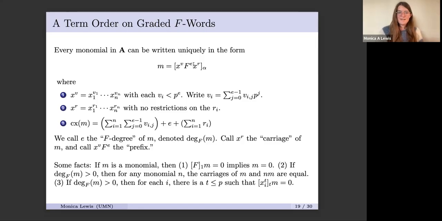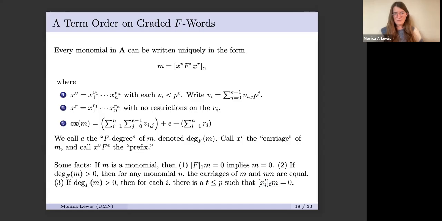And then the other thing to note is that if your degree on F is positive, then there's a sufficiently high power you can multiply by for each variable xi in order to get zero. Why is that? Because if I multiply by enough x's, eventually they will commute through the F to the E, right? If I multiply by at least P to the E of them, that will drop the complexity below what it's supposed to be in the associated graded, and I end up with zero. Okay. So that's our convention for writing out monomials.